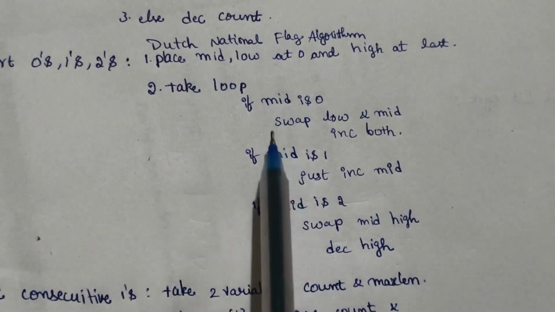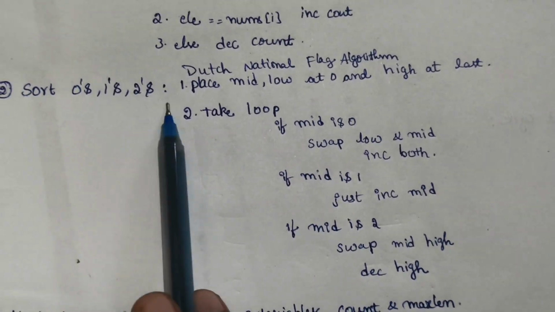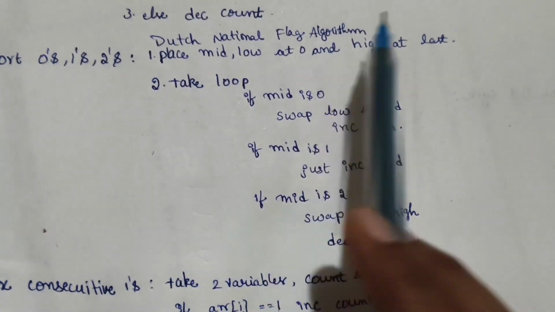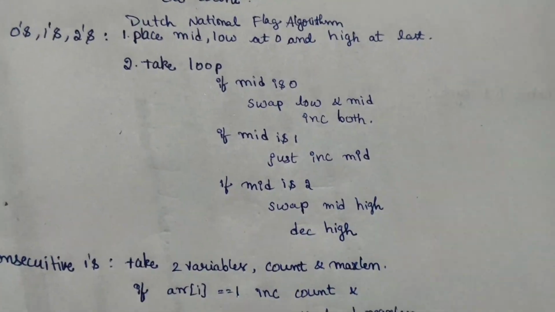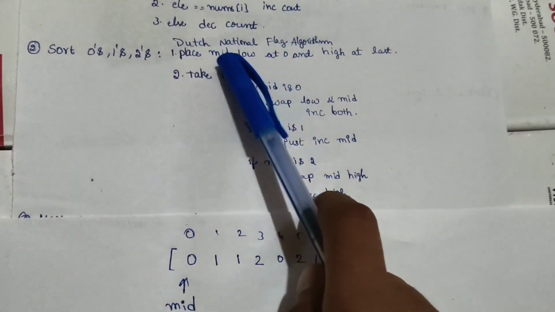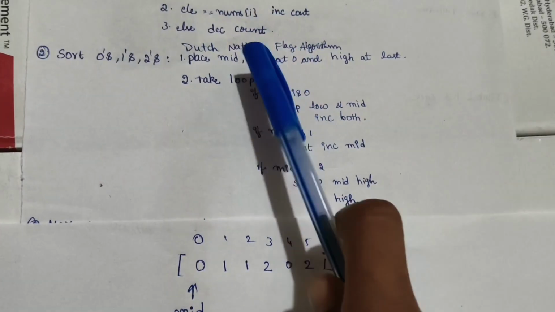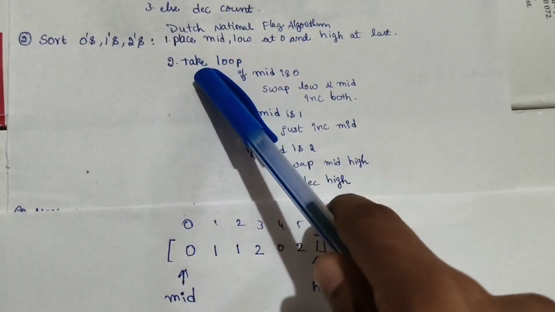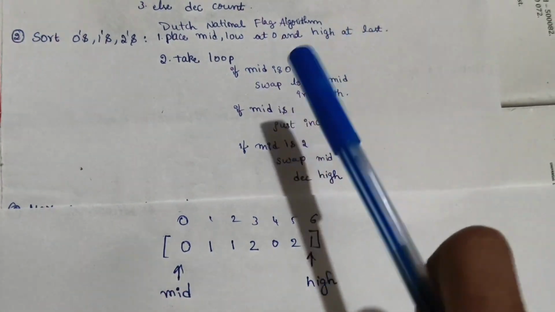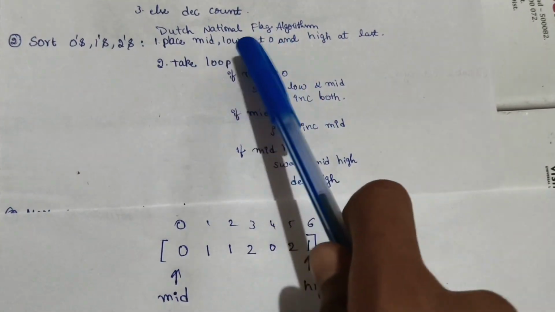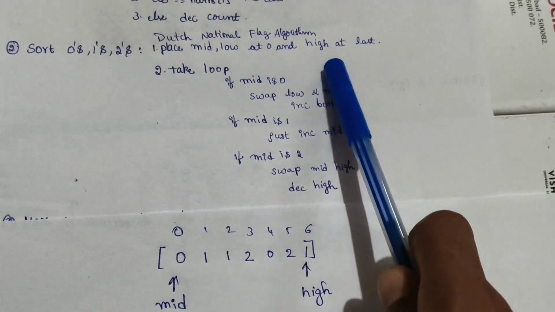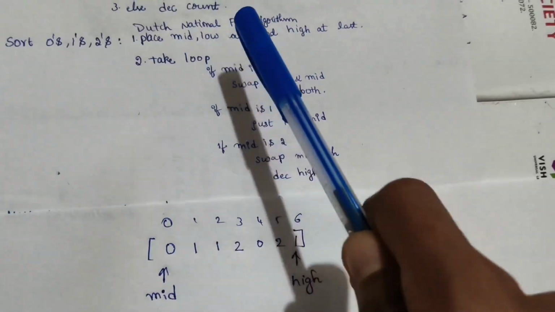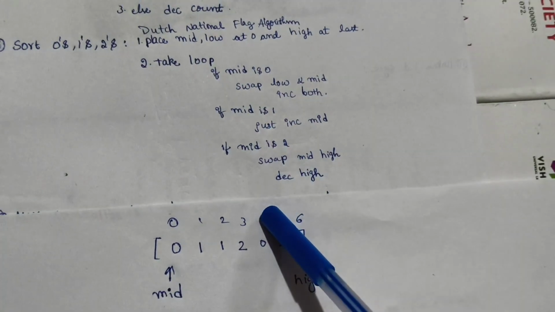Now the optimal solution for sorting zeros, ones and twos is by using the Dutch national flag algorithm. Now let us see this in detail. Here we are using the Dutch national flag algorithm, but there is so much introduction on it, like why we are assigning mid to 0, and why we are placing low at 0 and high at last. I will explain this in detail in another video. Now I will just explain this briefly.